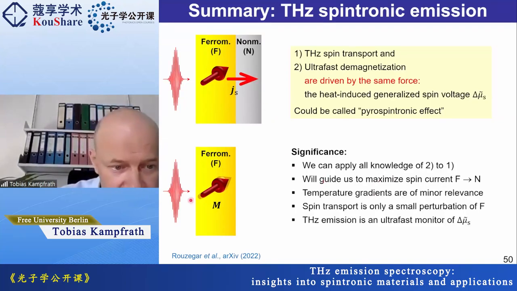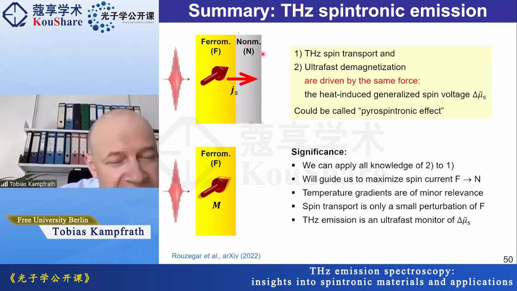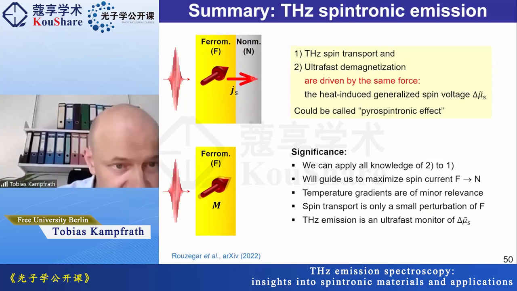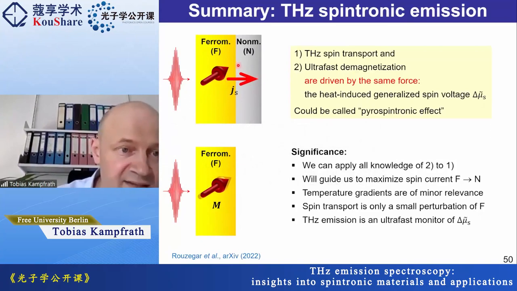And this study also shows us that temperature differences between F and N are of minor relevance. It seems they are not important. And we also saw that the time constant of the ultra-fast demagnetization doesn't change when we get spin transport. So it seems that the spin transport into this N layer is only a small perturbation. And a very rough estimate shows that only 10% of the spin voltage or less is used for spin transport. The other 90% of the spin voltage disappears because of local spin flips.